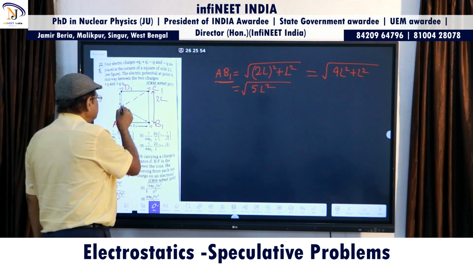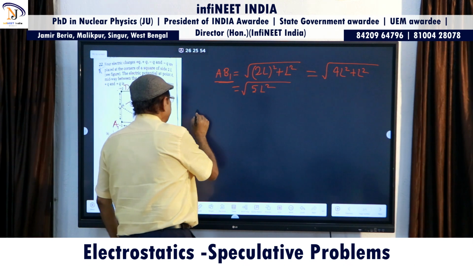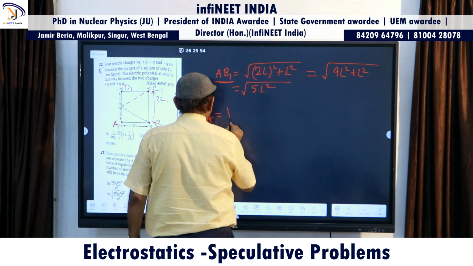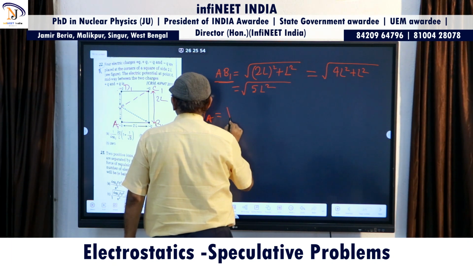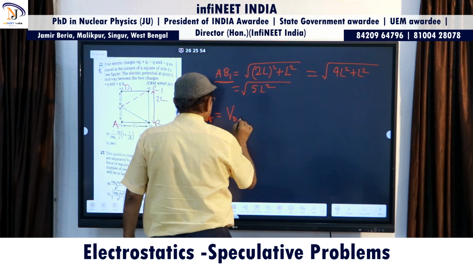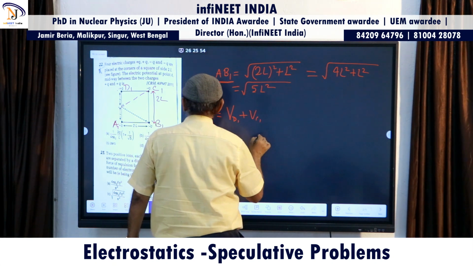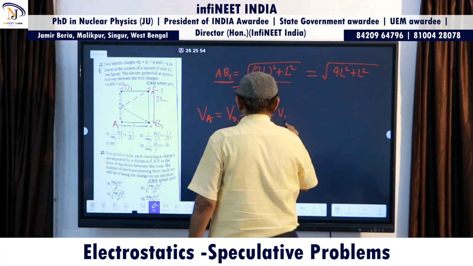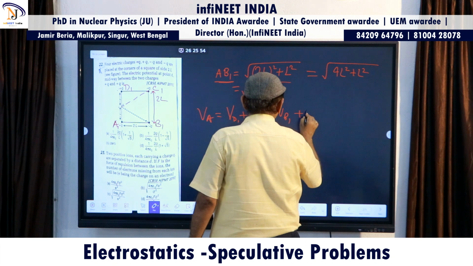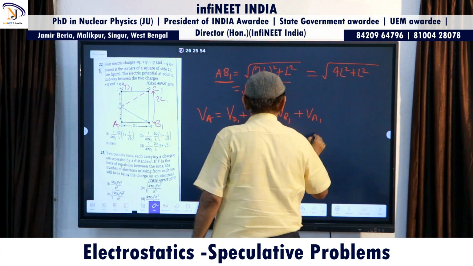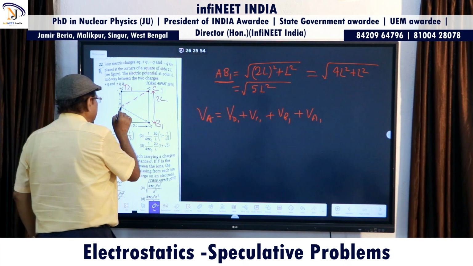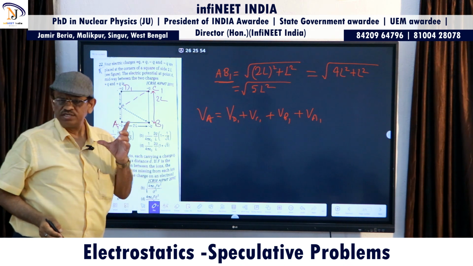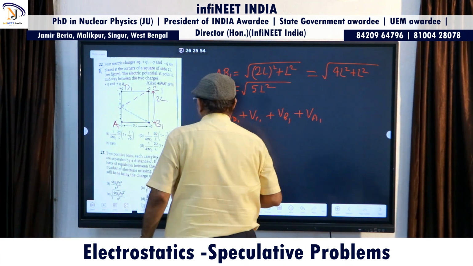So you can calculate it. What is the potential at A? Potential at A, VA, equals the potential due to D1, potential due to C1, potential due to B1, potential due to A1. You have to calculate this potential for each of the four points. What is VD1?